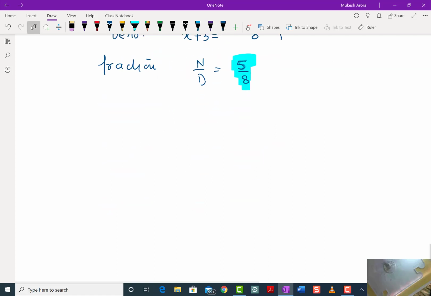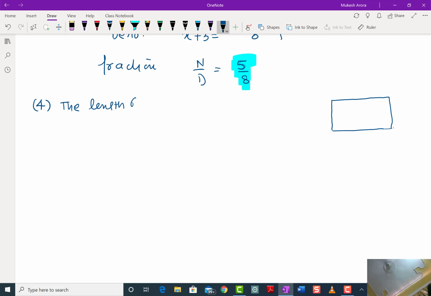Next question: the length of a rectangle. First of all, we have to draw the rectangle. Whenever a geometrical figure is there, you have to draw it. He says the length of the rectangle exceeds the width by 9. That means if the width is x, length will be x plus 9. It's greater.